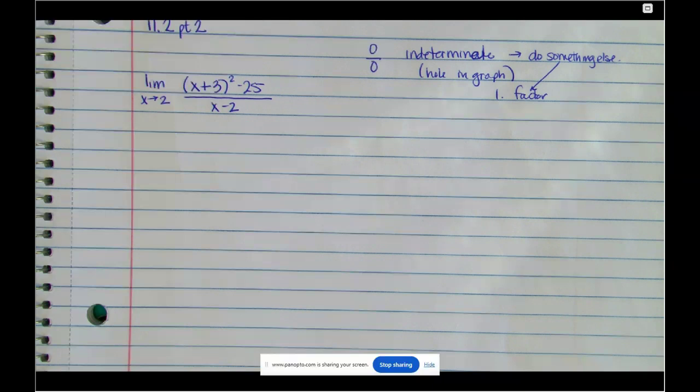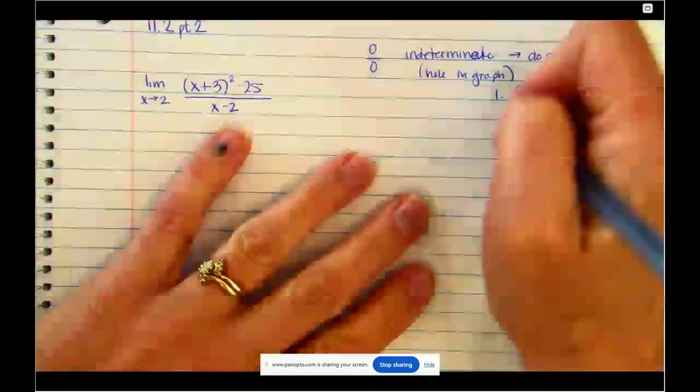Okay. So first of all, is it 0 over 0? It is. It's a little bit easier to tell on this one. You don't have to do quite as much work. So 0 over 0. If it looks like this, then what you have to do is expand and simplify. So you got to expand the top in this case and simplify.